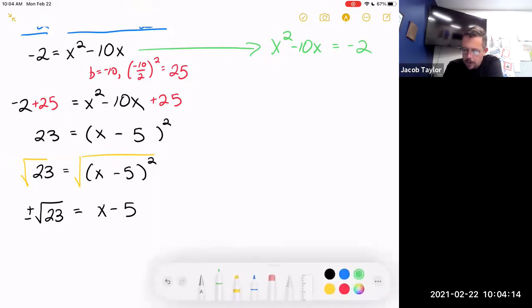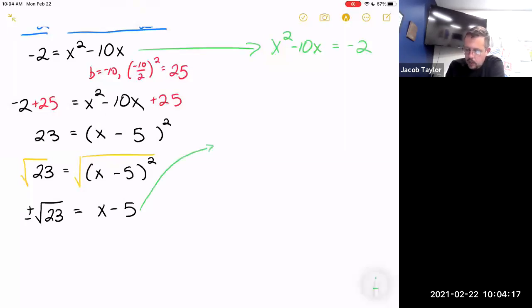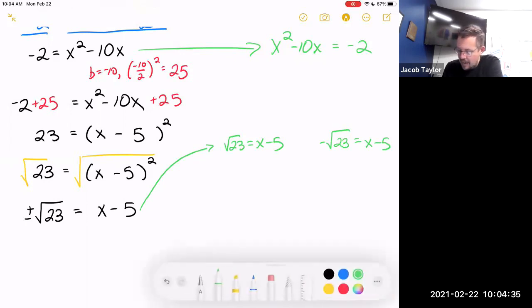After I do the square root property, I'm ready to do my equations, which is going to be square root 23 equals x minus 5, or negative square root 23 equals x minus 5. And it looks like this is really horrific, but the math here is pretty simple. All we're going to do is add 5 on both sides here.